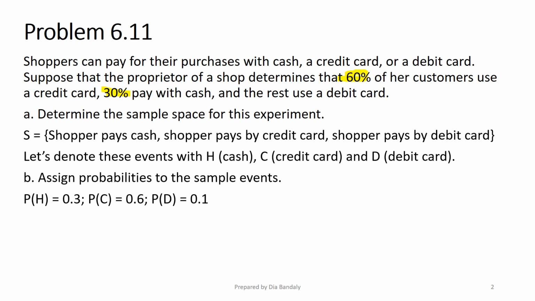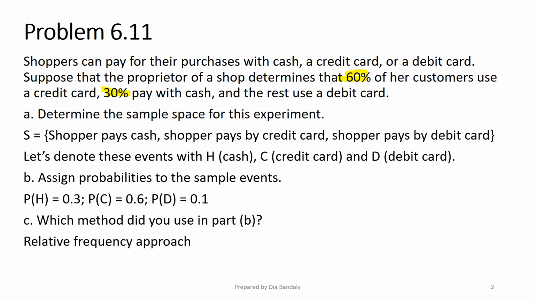We know that the sum of all probabilities is equal to 1. Which method did you use in part B? So what do you think? Remember we discussed 3 methods. We have the classic, where the events are equally likely to happen. And we have a subjective, and the third one, which is the most used one, is what? The relative frequency. So here we go. This will finish our first problem.